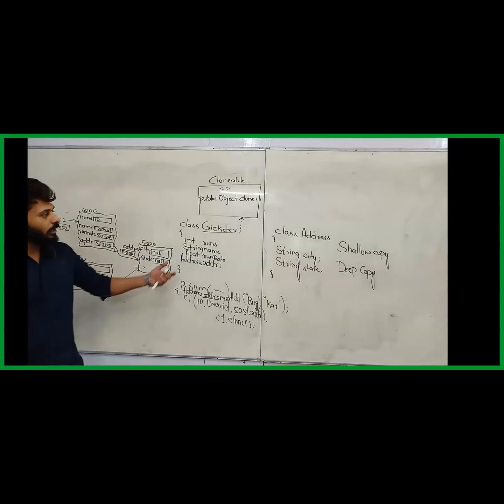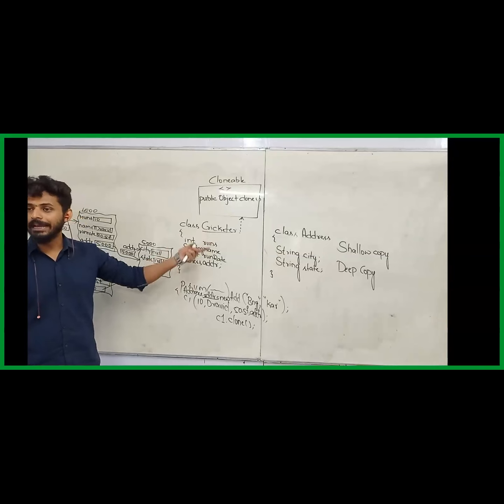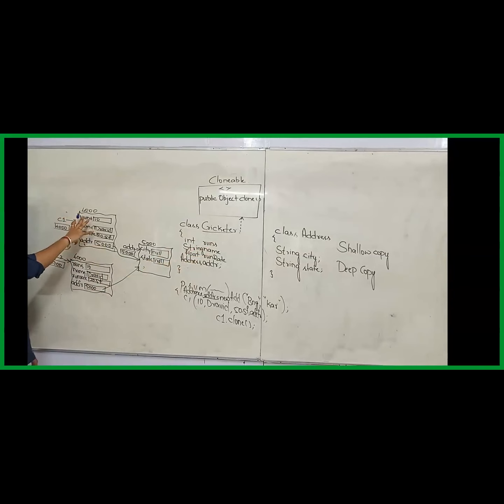Yes or no? You said that you only want to create a copy of the cricketer class. So what did you do? You created a copy of the cricketer class. Now this reference, what is happening? The same object's reference is being shared among both of them. This we call shallow copy.